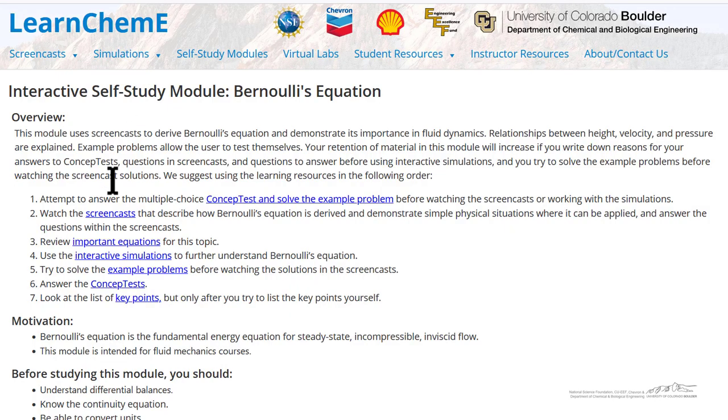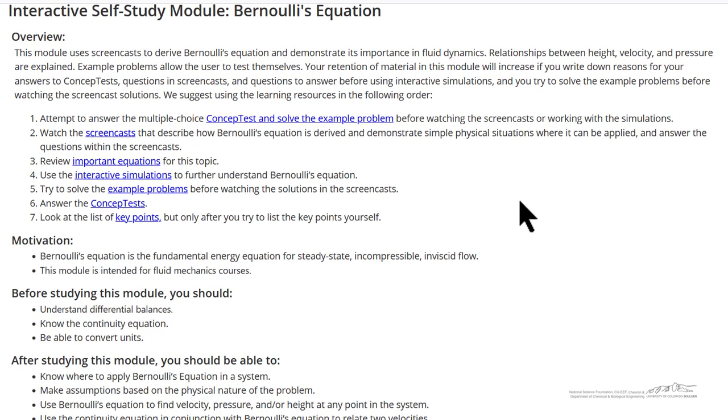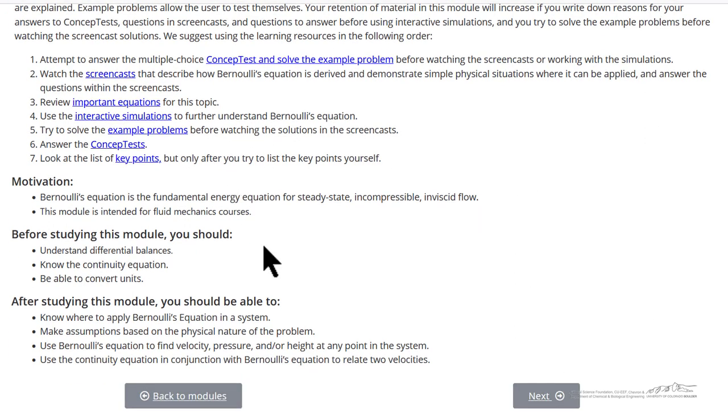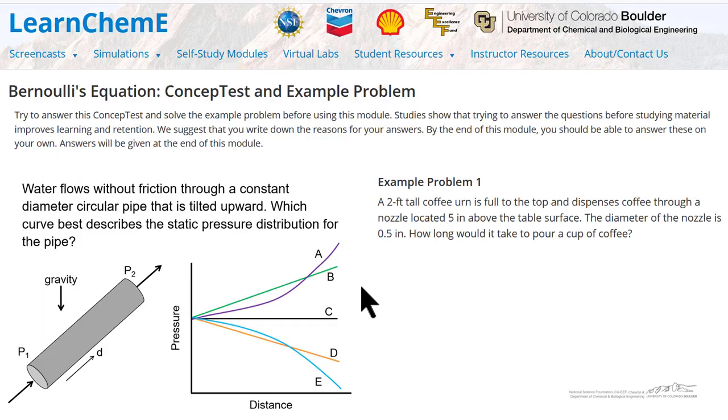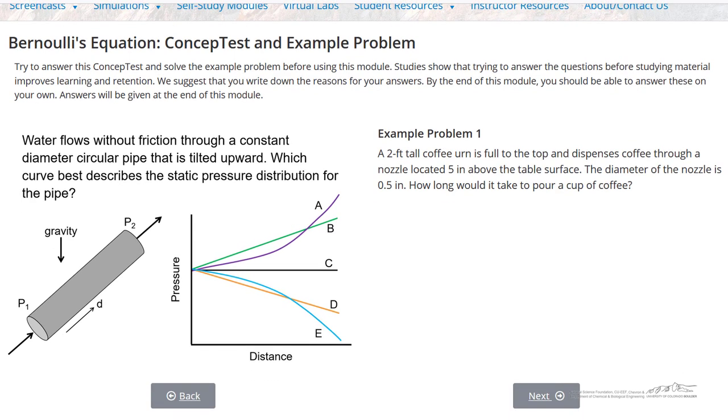This overview shows each of the resources within this particular module, tells the reason for the module, indicates what you should know how to do before trying to use this module, and indicates what you should know after studying. The first step is to try to answer a concept test or solve an example problem, with the understanding that since you haven't done the module yet, you're probably not going to be able to do this, but it gives you an idea of what's expected. You can think about it while you're working through the module.